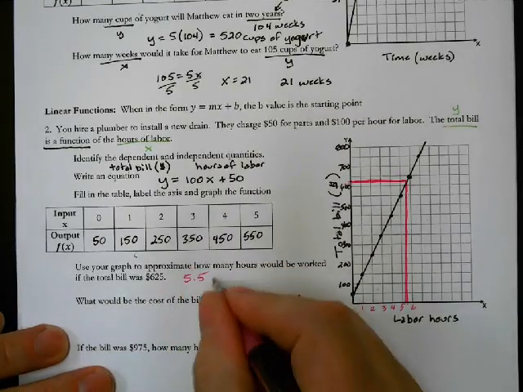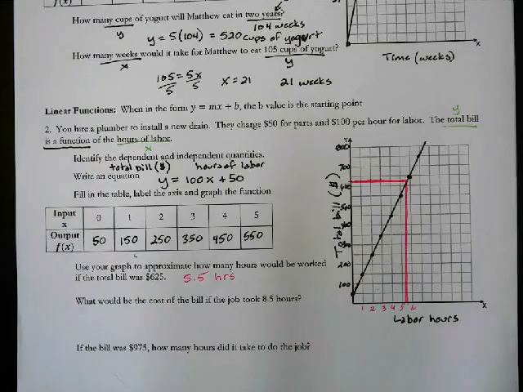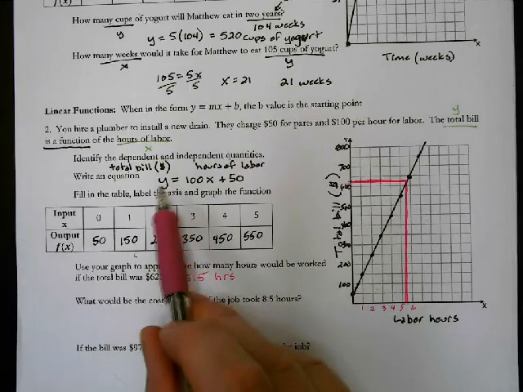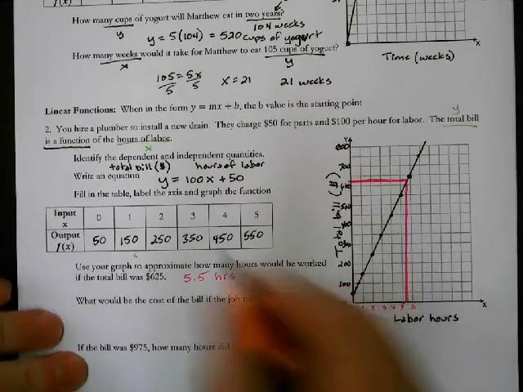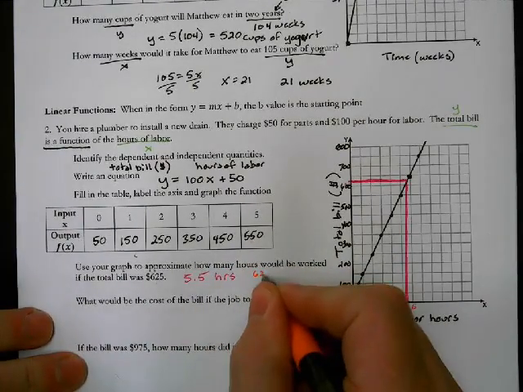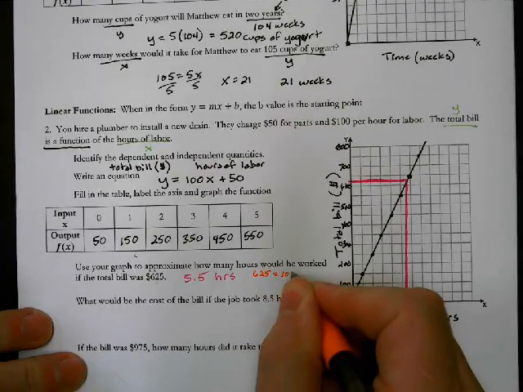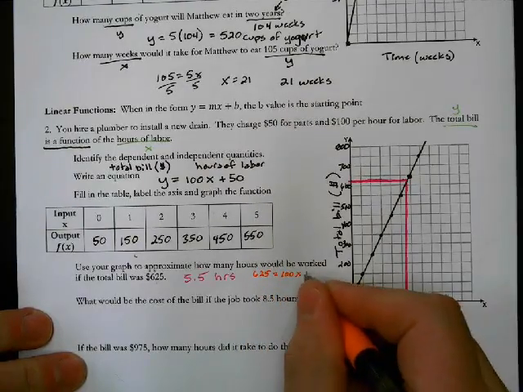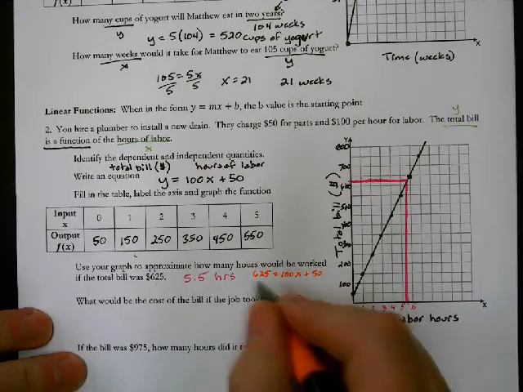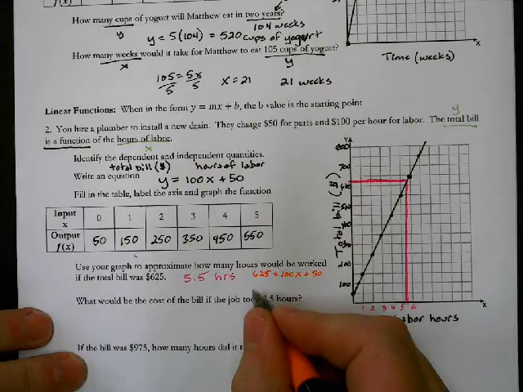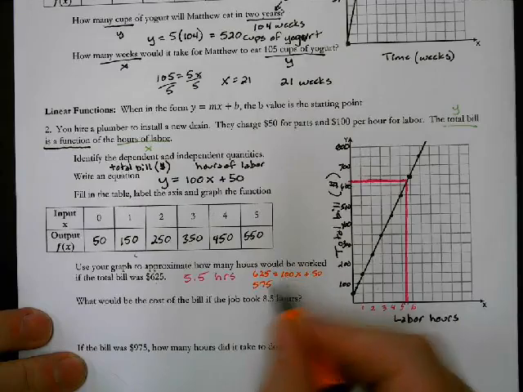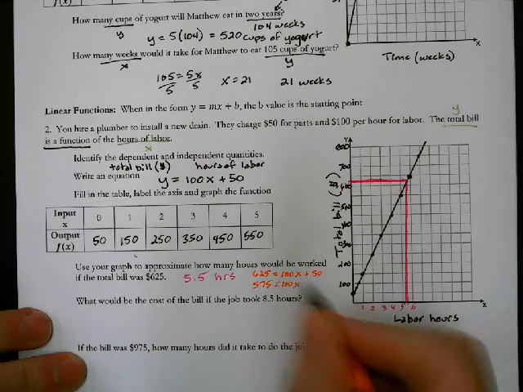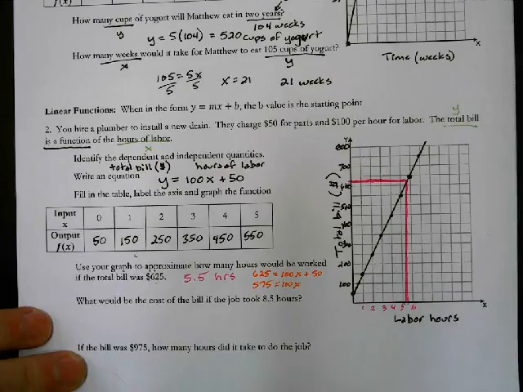We could go ahead and use the equation to verify our answer. We could plug in 625 into here and see if that's actually what we get. Let's go ahead and do it just for funsies. So we've got 625 equals 100x plus 50. I would subtract 50 and get 575. So I'm subtracting 50 from both sides. And I divide by 100 right here. I'm writing really small, sorry. I end up with 5.75.